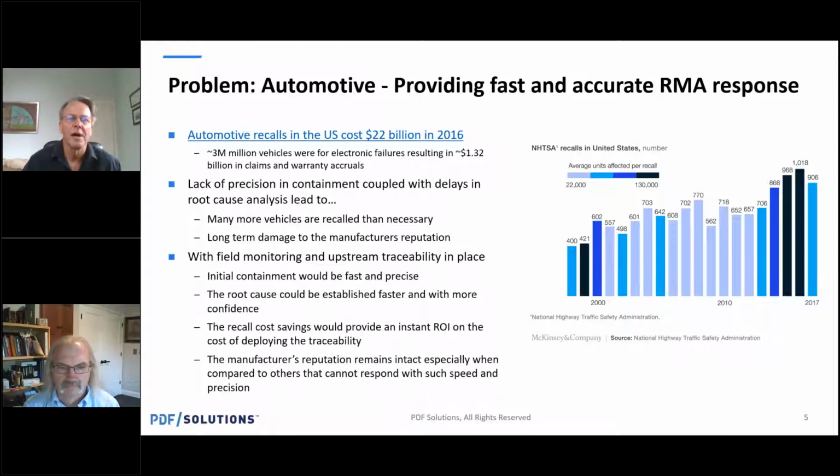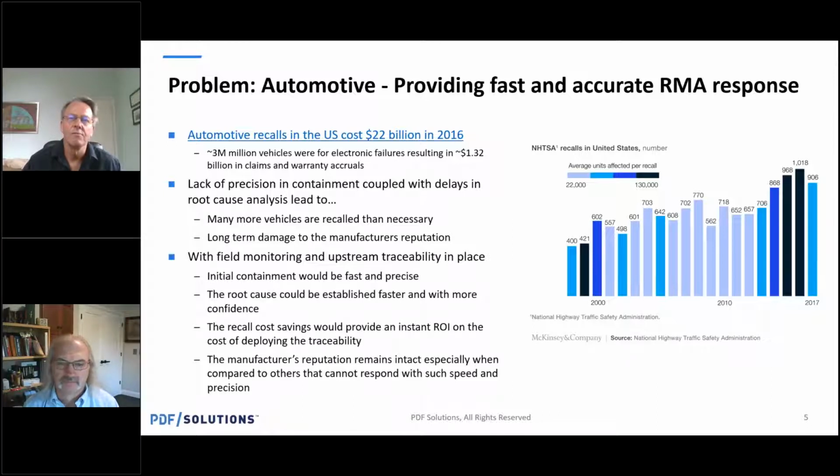If we were able to have in-field monitoring and upstream traceability, we would be able to much more rapidly identify and contain which vehicles are affected by this particular issue. Furthermore, when we finally get the actual root cause, we can get there quicker and with much more confidence that we found the real reason.